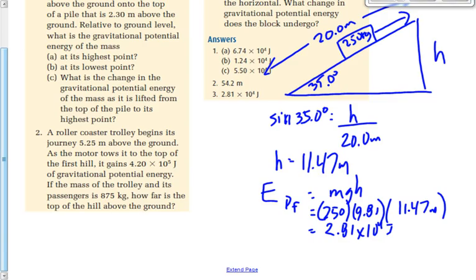That's the answer that's written down in my answers at the end of the questions. What have I solved for? Not the change, but rather the final potential energy, right? So why is it the same as the change if we haven't solved for the change? If we just solved for the final, why is it the same value that they give us for the change?